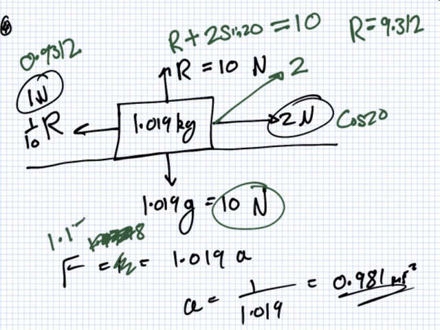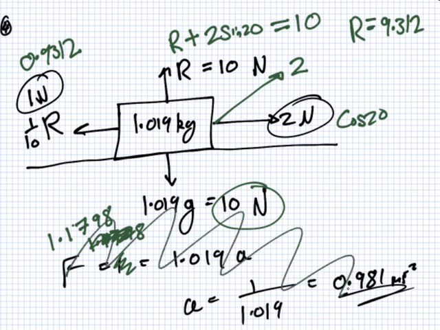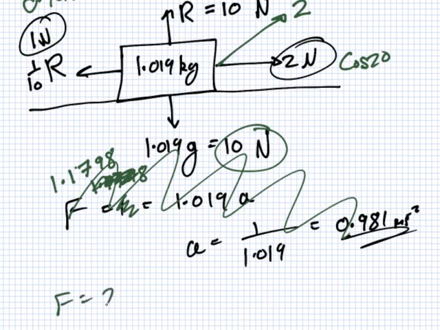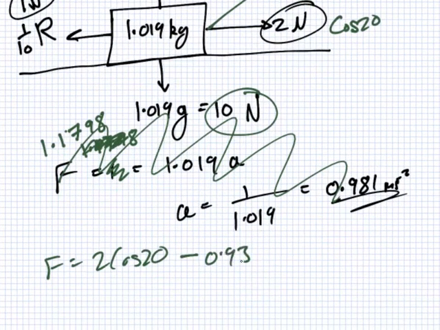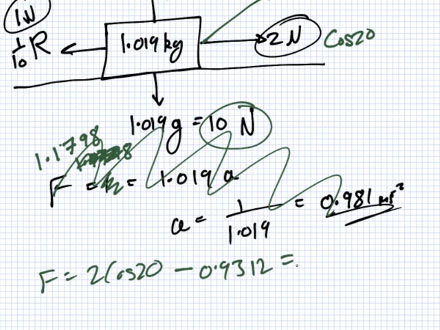We have that great force cosine. Hold on. Sorry, I realised what I was doing wrong. The total force is 2 cos 20 minus 0.9312. And what's that? 9482 newtons. So then, if I'm looking for the acceleration, I should divide this by the 1.019. So what do I get now?